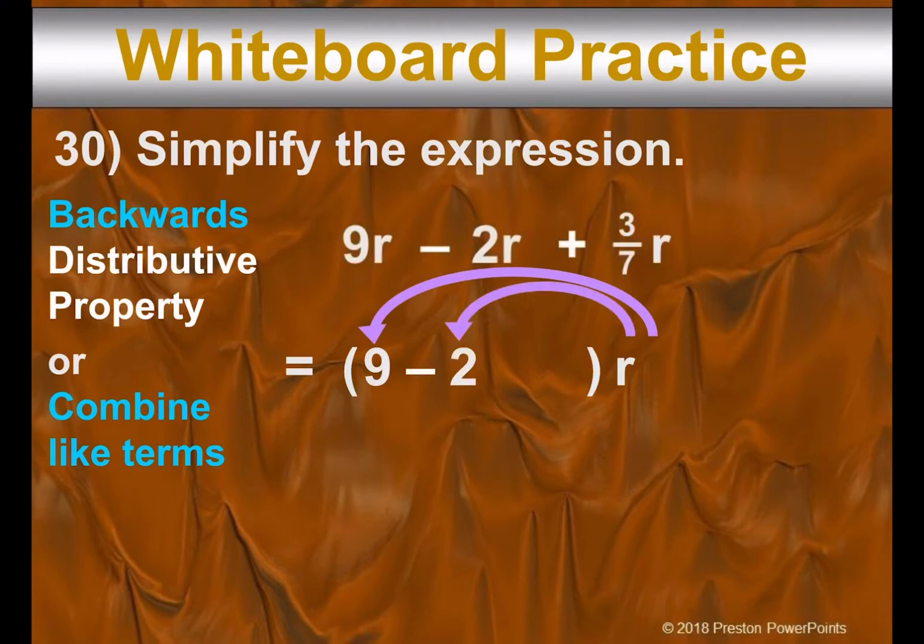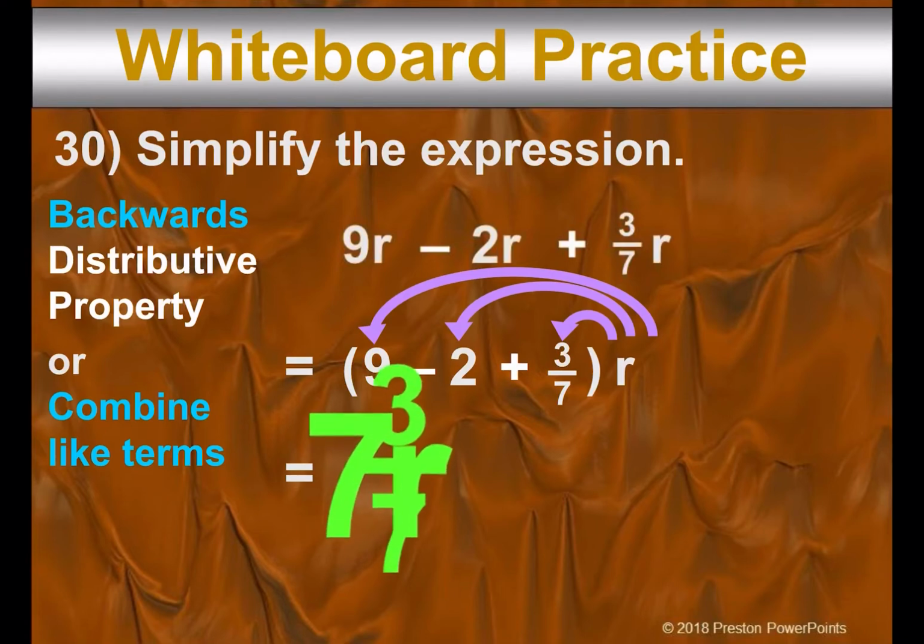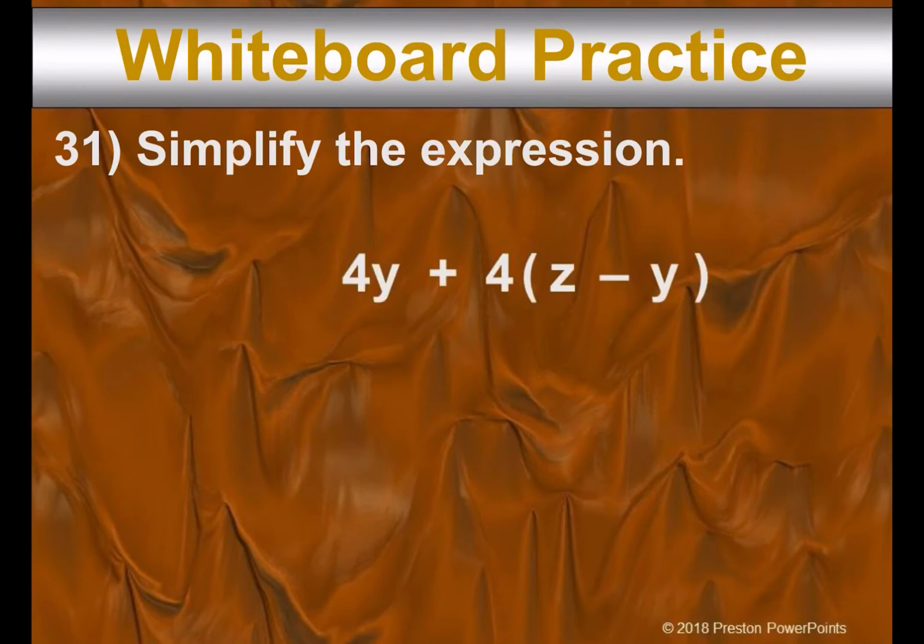If I took the r out, subtract 2 plus 3/7. So now I can combine those, which would be 9 subtract 2 plus 3/7, which is going to be 7 3/7r.